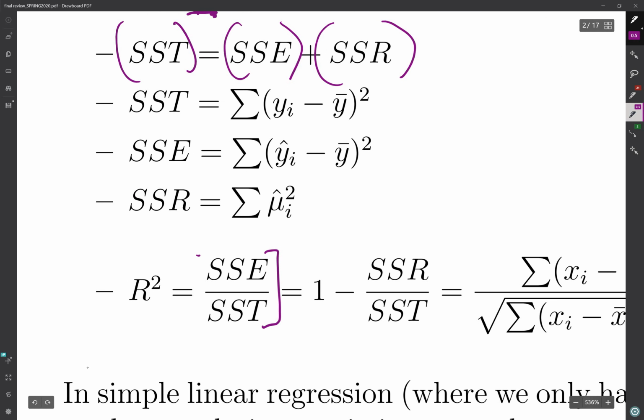Our R squared is just the ratio of the explained sum of squares to the total sum of squares, so the total variation in our model, and how much of that total variation is explained. If we can calculate the explained sum of squares, just put it over this total sum of squares, and you've got the answer.